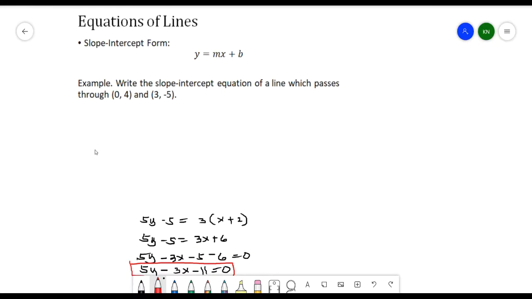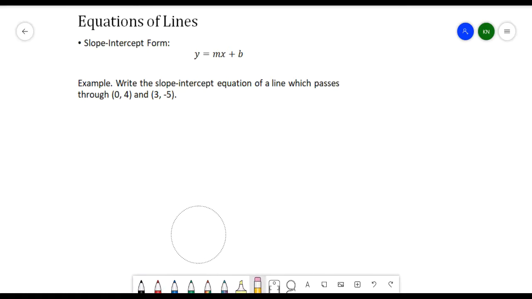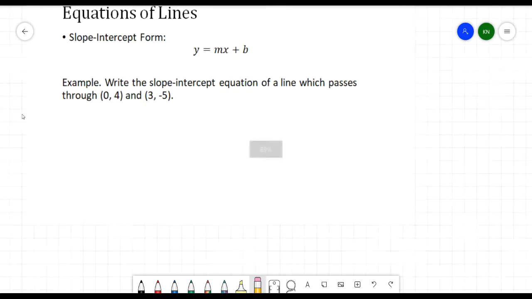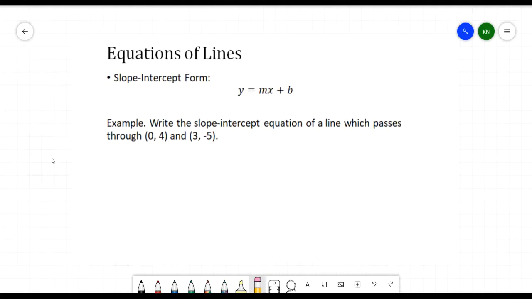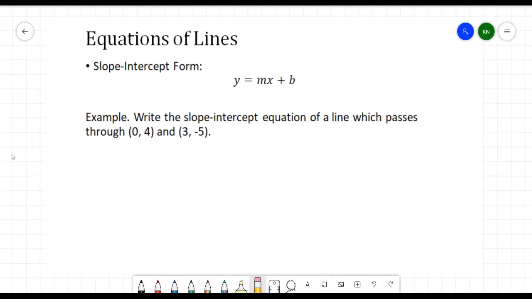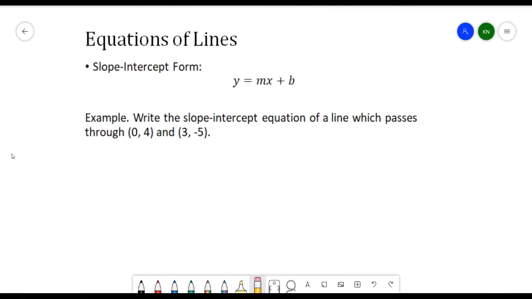Next is the equations of lines. The next equation of the line is the slope-intercept form. The slope-intercept form is equivalent to this equation: y is equal to mx plus b. So if you see this kind of form, that is what we call the slope-intercept form.